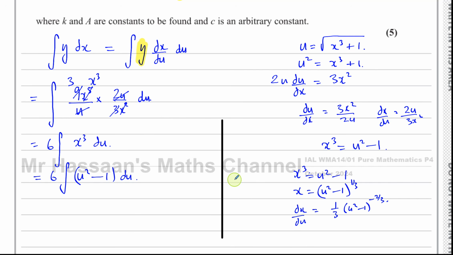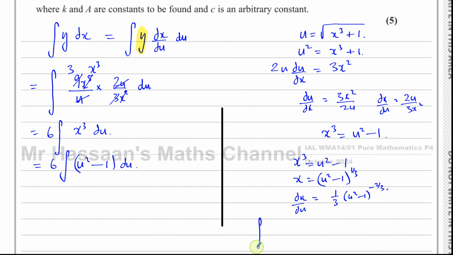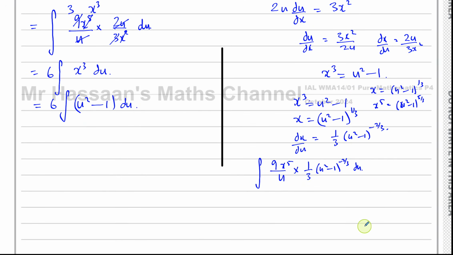So we would then have our y, which would be the integral of 9x to the power 5 over u times dx du, which would be a third times u squared minus 1 to the power of minus 2/3, du. And the x to the power of 5: we can say x is equal to u squared minus 1 to the power of a third. So x to the power of 5 is going to be u squared minus 1 to the power of 5 over 3. So you see how it's getting a bit messy now.